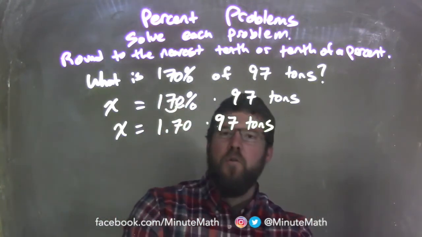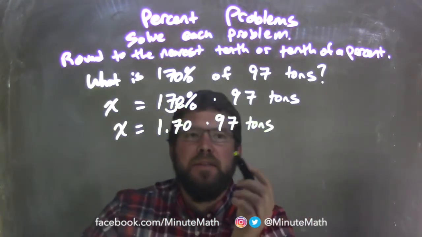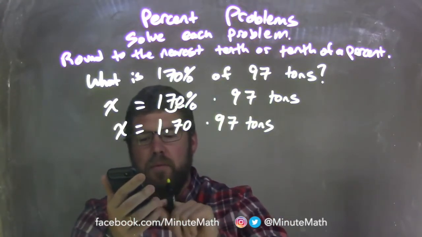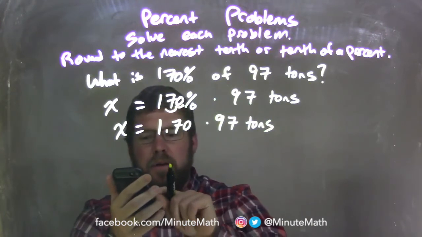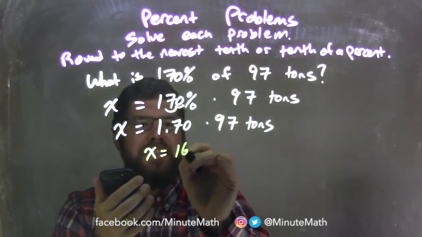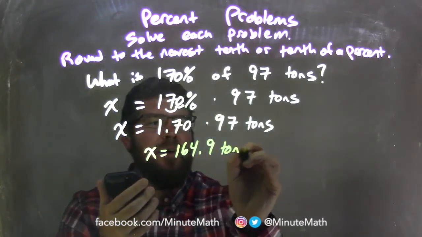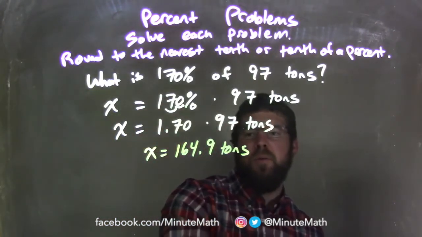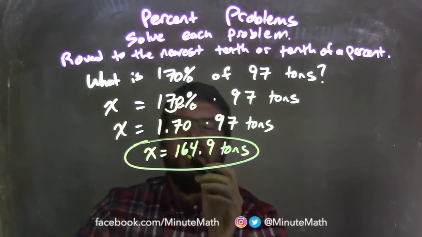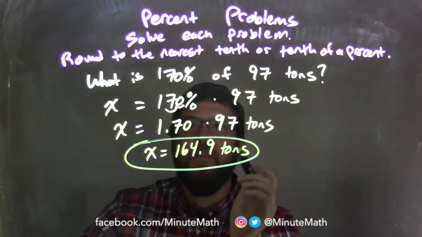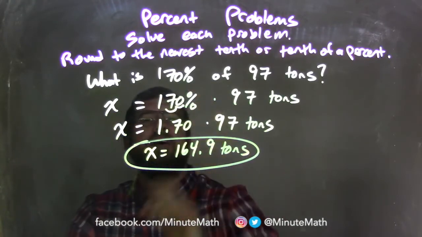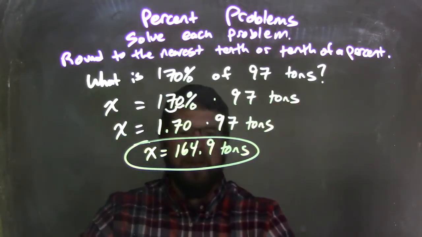Okay. From there, we have to multiply that out. So let's use our calculator here. So 1.70 times 97 tons is x equals 164.9 tons. And here, there was no need to round. That was the answer we're given. It's to the nearest tenth. There's nothing to the right. So that's our final answer. X is equal to 164.9 tons. So that answers the question. 164.9 tons is 170% of 97 tons.